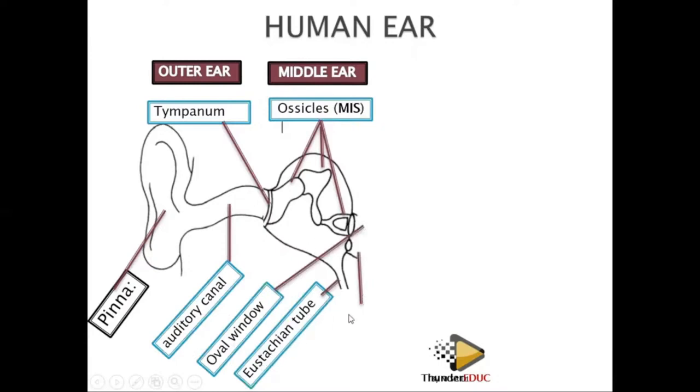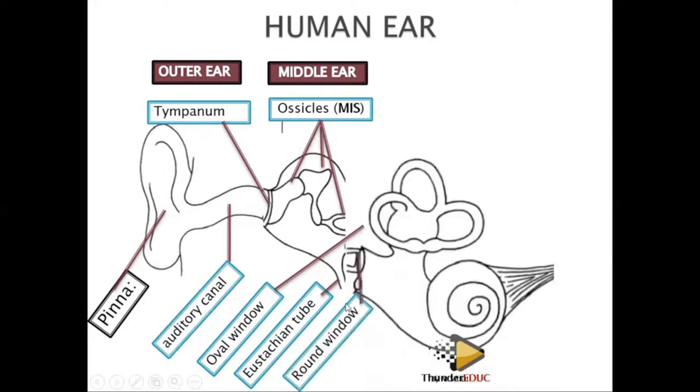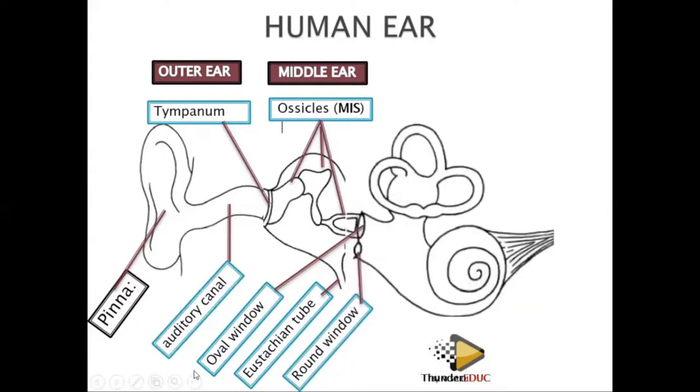The eustachian tube is that tube which connects to the mouth. So when you yawn, you feel like some air is going through the ear because the eustachian tube is connected with the mouth. Basically, this is the oval window, and it's an oval shape. That's why it's called the oval window. Then this one is round. That's why it's called the round window.